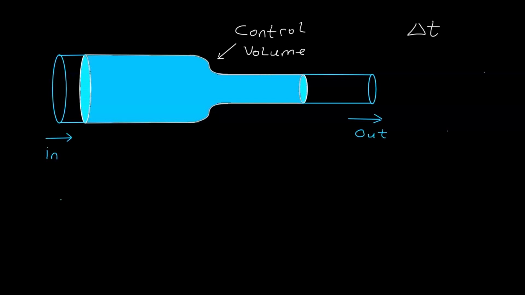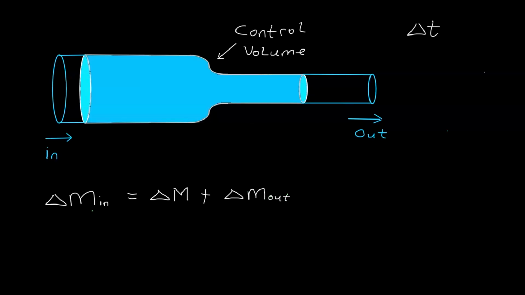What this means is that if we somehow had a way to measure the total mass of fluid that entered our control volume within time delta t, it would be equal to the change in mass of fluid within our control volume plus the total mass that flowed out of our control volume.